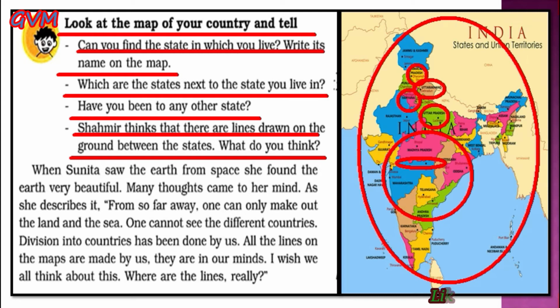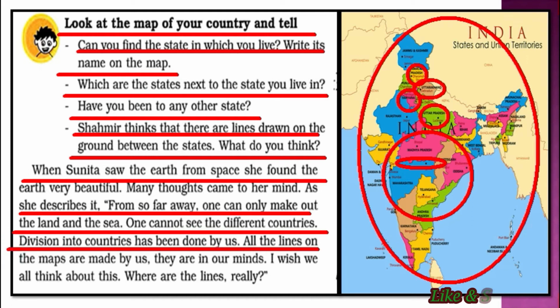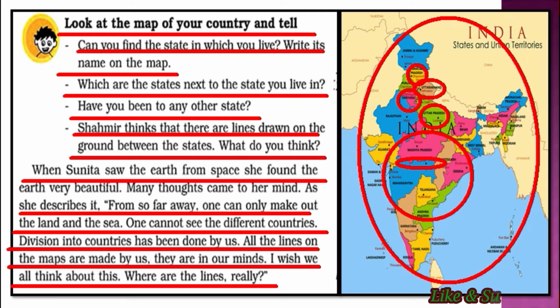And in fact, students, when Sunita saw the earth from space, she found the earth very beautiful. And when she saw the earth, many thoughts came to her mind. She describes the earth that from so far away, one can only make out the land and the sea. One cannot see the different countries. Division into countries has been done by us. All the lines on the maps are made by us. They are in our mind. I wish we all think, where are the lines really?